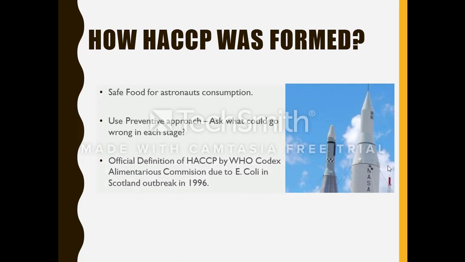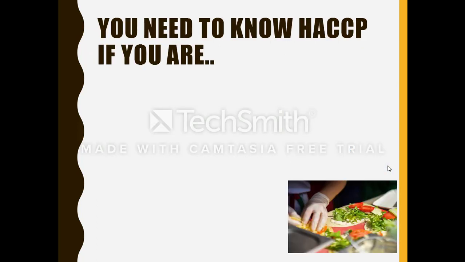The official definition of HACCP by the WHO Codex Alimentarius Commission was provided after an E. coli outbreak in Scotland in 1996. And after that, it was recommended that all businesses adopt this HACCP system in order to ensure their food safety.